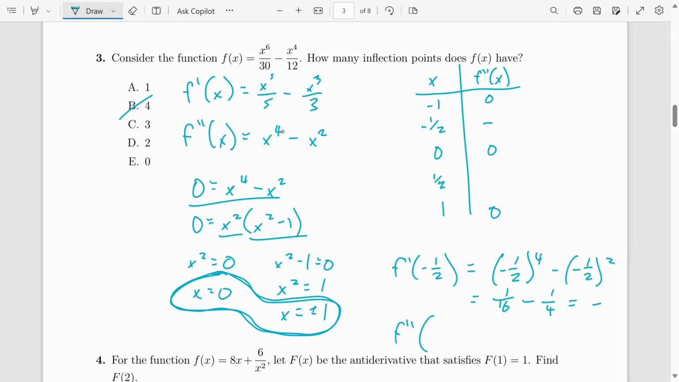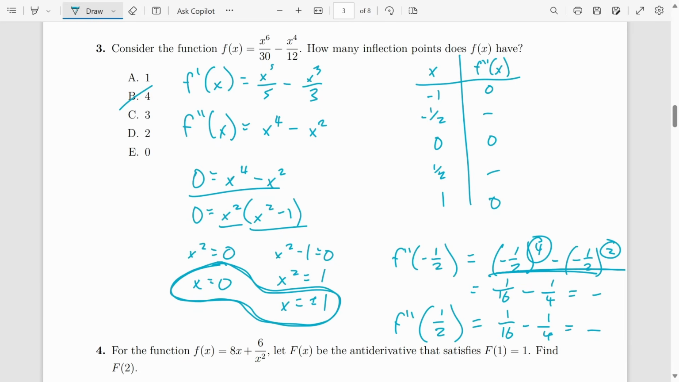And now f double prime of +1/2, that's the last x value that we need to find. That's going to be the exact same thing. So take note that both of these exponents are even, so that's going to make anything you put into it positive. So after we do this first step, we're going to be left with the same thing. It's going to be 1/16 minus 1/4. We've already found that's going to be negative, so we're going to put a negative right there.